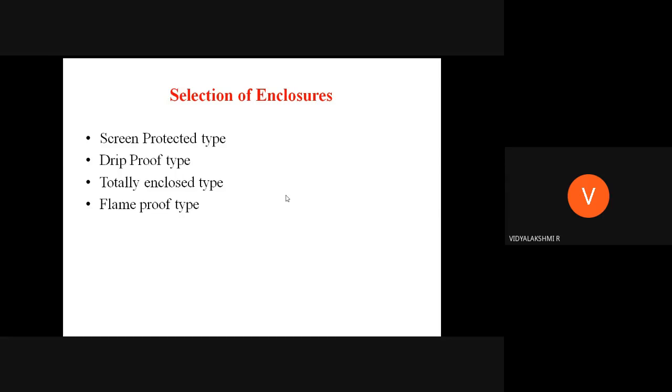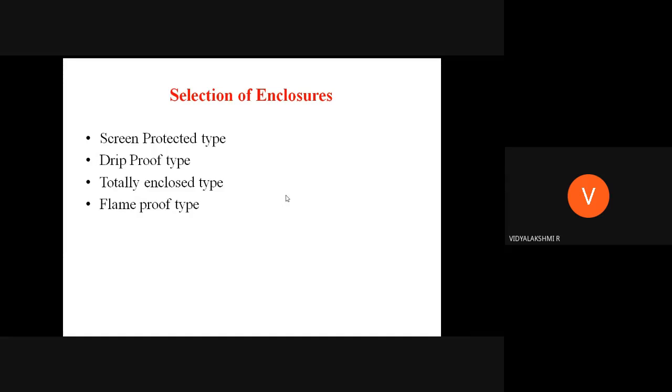And then the totally enclosed type. This type we can use for a very dusty atmosphere, because in a very dusty atmosphere there is a possibility of dust entering the motor. There I can use the totally enclosed type. Totally enclosed means there is no ventilation, so in order to cool off my machine, some special arrangement, like a fan, has to be provided for cooling. So for the totally enclosed type, we need a special arrangement to cool off the motor.